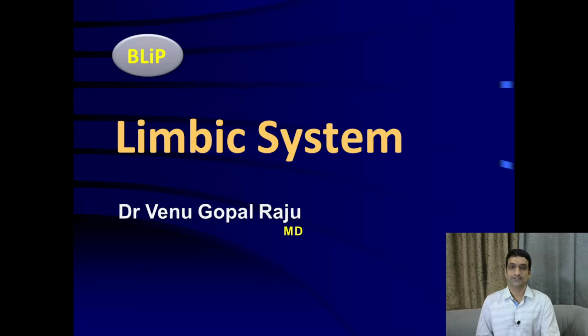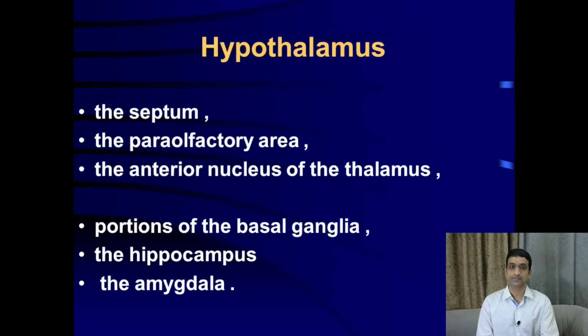Hi, today's brief lecture on physiology, that is blip, is on the limbic system. In this session, we are going to discuss the components of the limbic system, functions of the limbic system, and at the end, one clinical application. Now you can see there are 7 components of the limbic system.